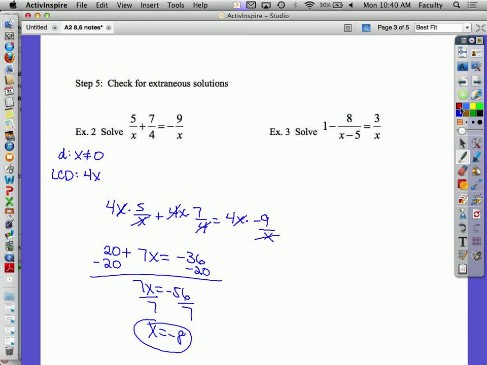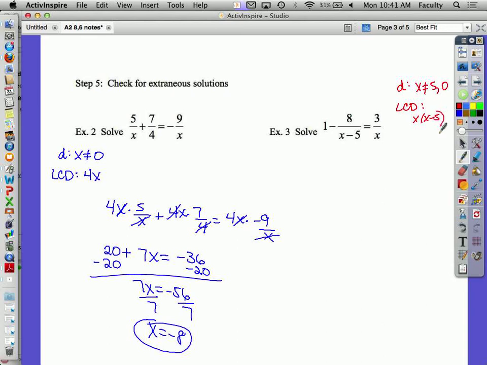All right, let's try example 3. Step 1, determine the domain. Who wants to try domain this time? Noah? That x can't equal 5. What else, though? And 0. Yeah, x can't be 5 and x can't be 0. All right, step 2, determine the LCD. So Hannah, what's the LCD on this one? X minus 5. Good job.